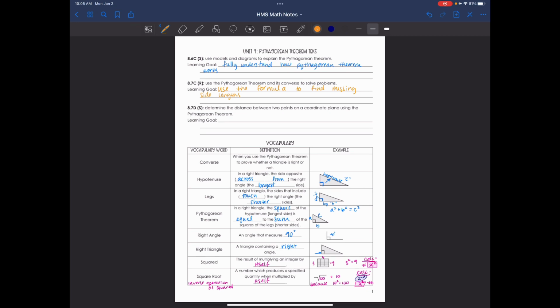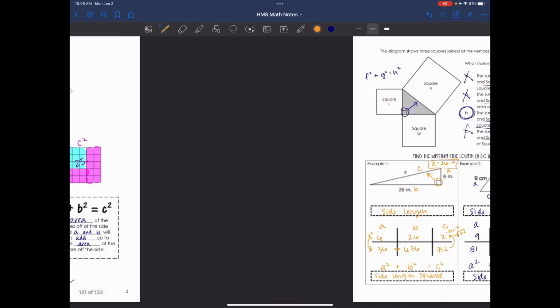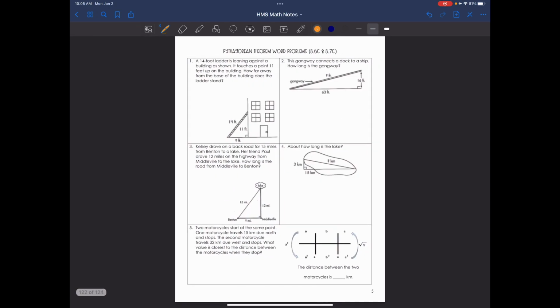8.7c, the rating is standard. We're going to use a formula to find missing side lengths or to prove that the triangle is a right triangle. But today it's really just finding missing side lengths. So go ahead and flip to page 5 in our notes to go through some examples.